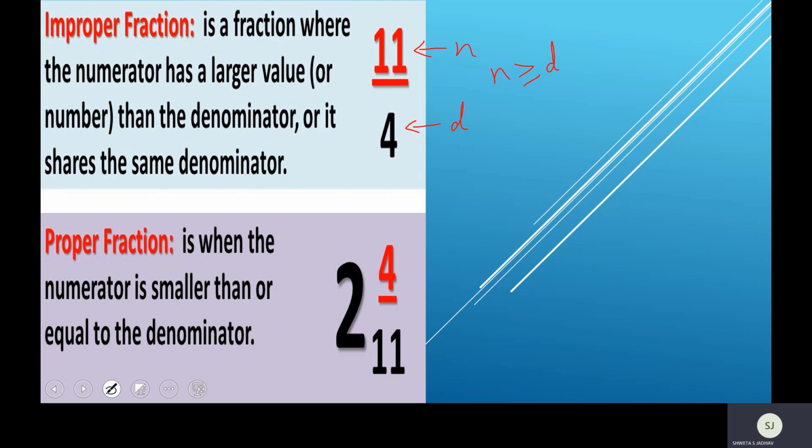A proper fraction is when the numerator is smaller than the denominator. Here I have given you a mixed fraction. Out of the mixed fraction, I will consider only the fractional part, where you can see the numerator is less than the denominator, where 4 is less than 11. So this is called a proper fraction, where the numerator is less than the denominator.